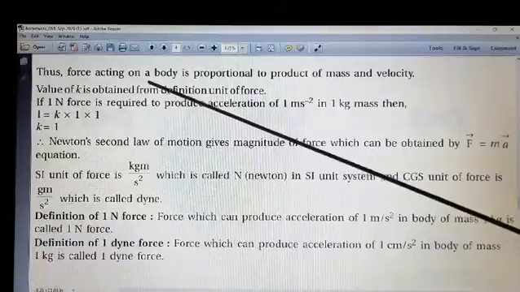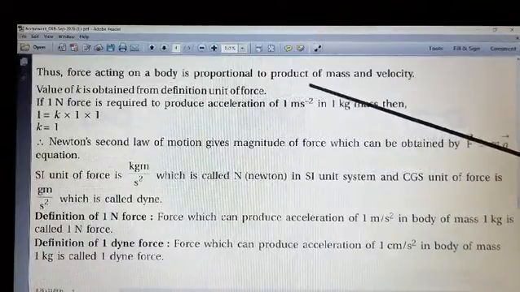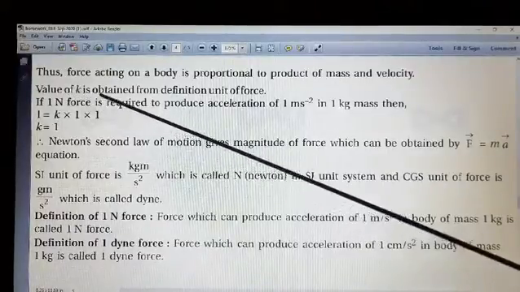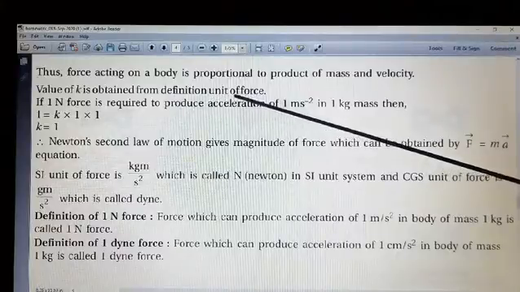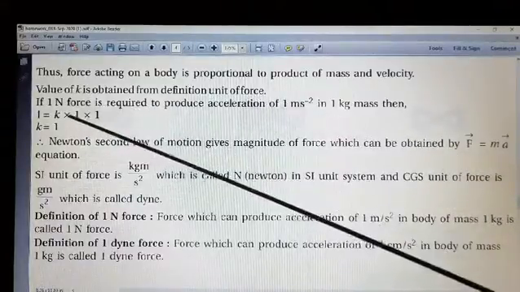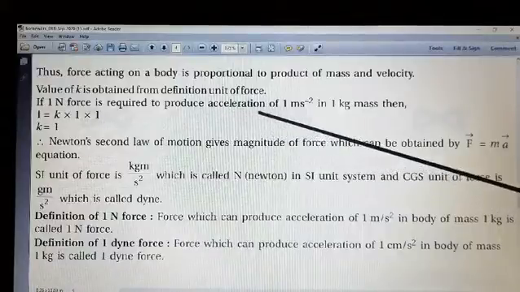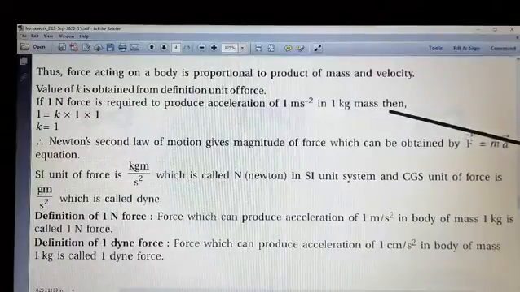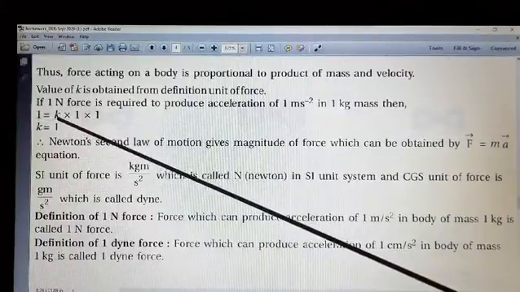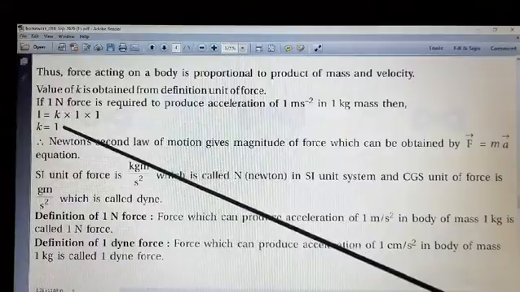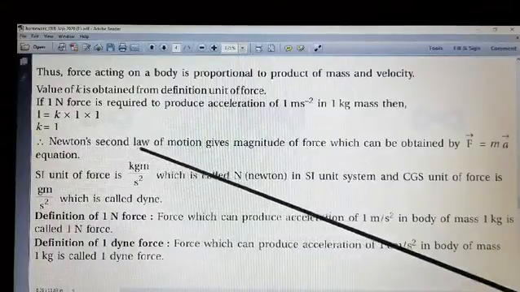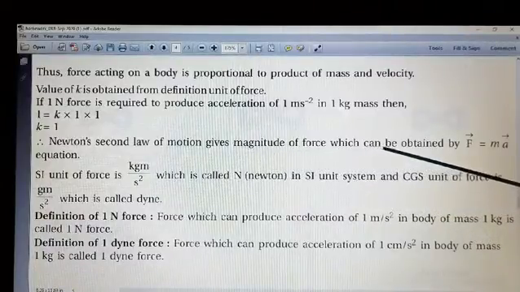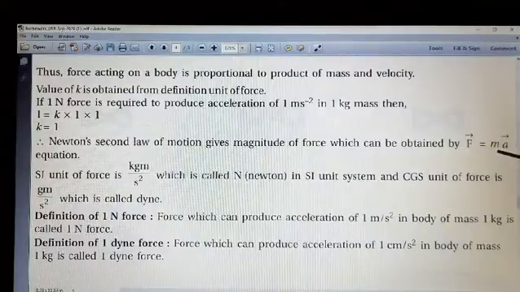Thus, the force acting on a body is proportional to the product of mass and acceleration. The value of K is obtained from the definition of the unit of force. If 1 Newton force is required to produce an acceleration of 1 meter per second square in 1 kg mass, then 1 is equal to K into 1, means K is equal to 1. So Newton's second law of motion gives the magnitude of force, which can be obtained by the equation F is equal to ma.